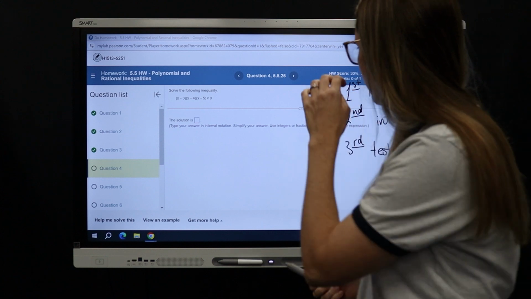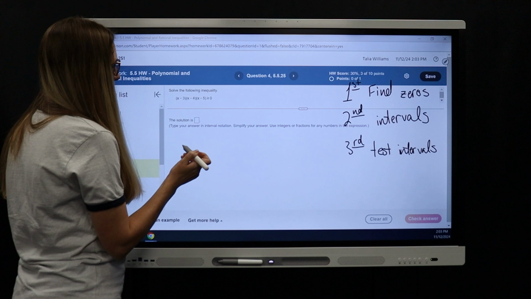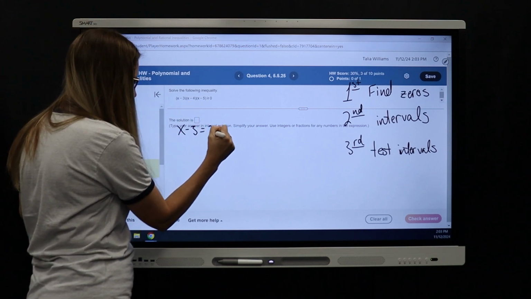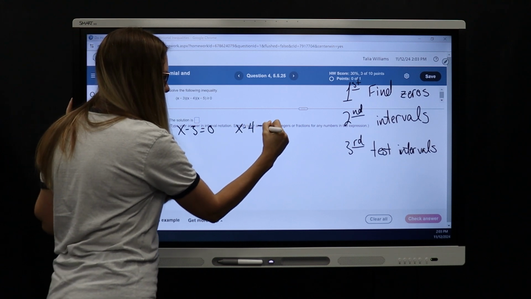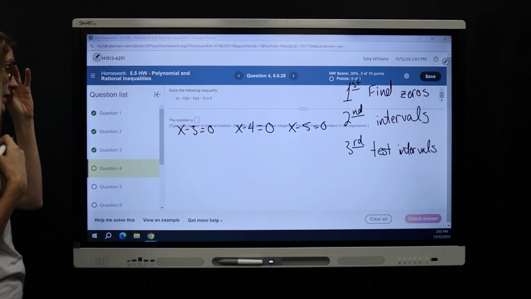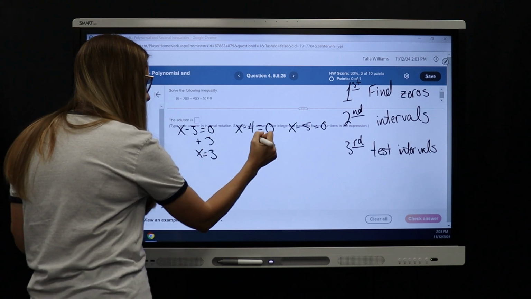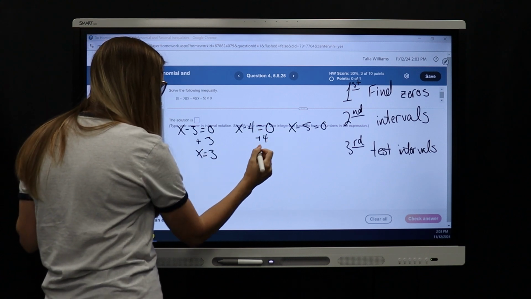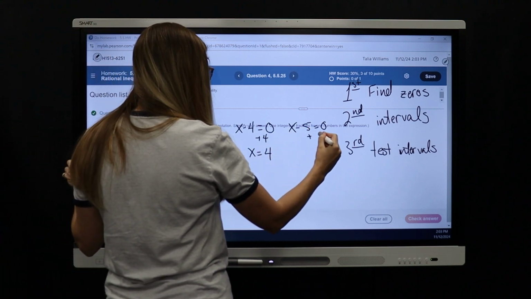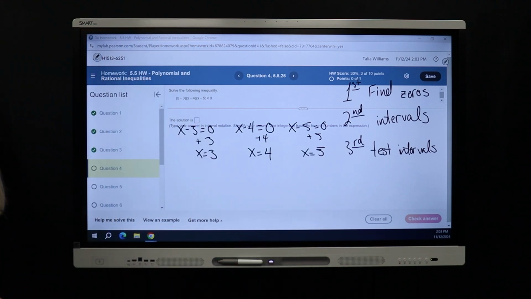But first thing we find our zeros. This one's a nice one. It's already factored out for us. So we're going to have x minus 3 equals 0, x minus 4 equals 0, and x minus 5 equals 0. The only thing about this one is that since there's going to be 3 zeros, we got a lot of intervals. And we're going to have an interval where we have to use halves. 3, 4, 5.